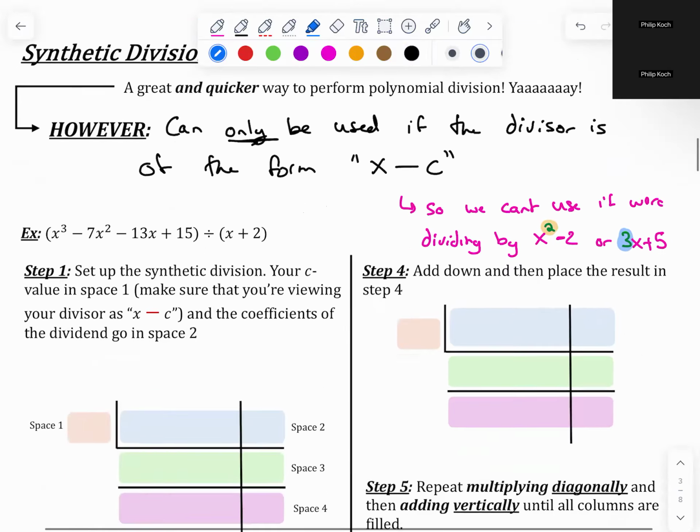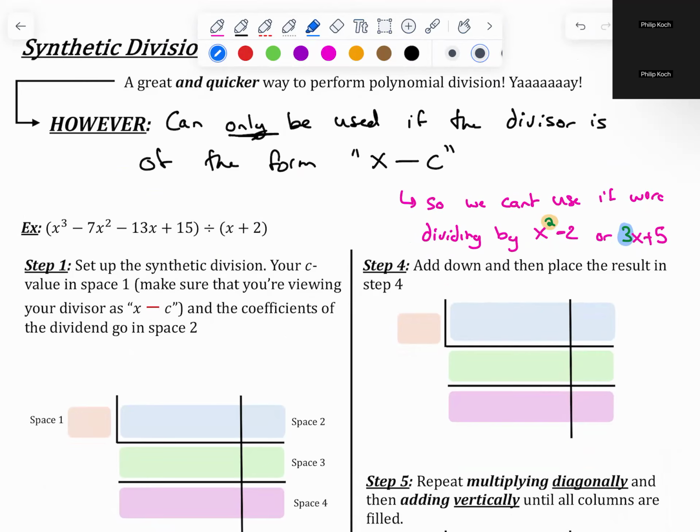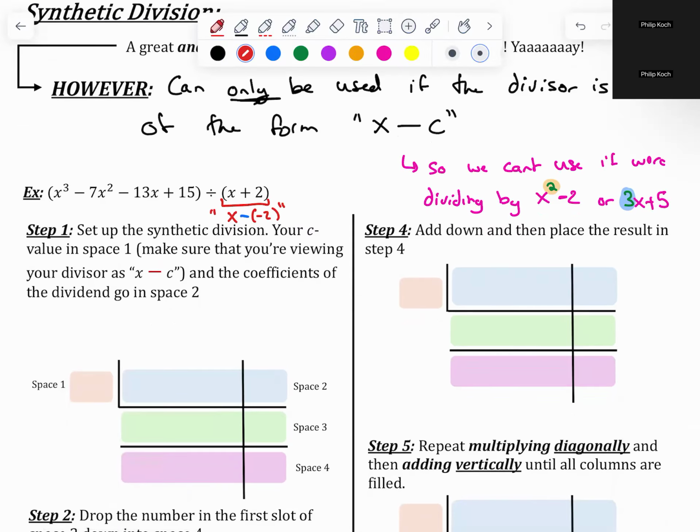So to set it up, it's going to look a little different. I think the way Alex does it, they don't do it this way exactly, but you're going to make a bar like that and then a bar like that. You're going to set up your synthetic division by putting your c value in space 1, but make sure you're viewing your divisor as x minus c. So this is x plus 2, so I need to rewrite this as x minus negative 2. So my c value is negative 2. It's not 2.